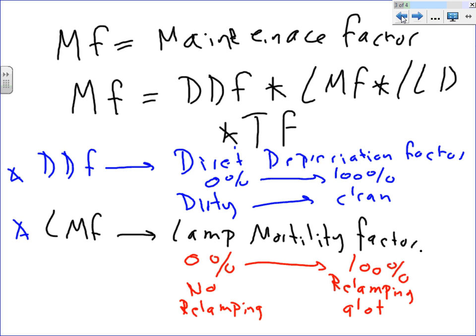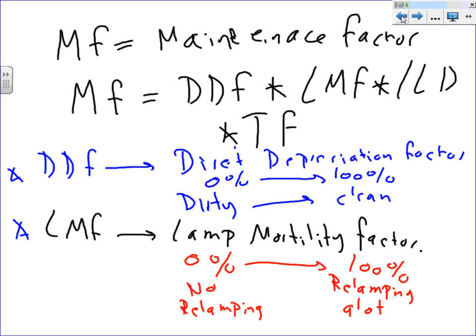Temperature factor, I have to admit, is not too much involved in this calculation. I haven't seen a software that assigns a temperature factor. It's usually common sense. Most of the manufacturers tell you it works from minus 20 all the way to 120 Fahrenheit, or something similar to that. Any question, my friends? Any question about that? So that's where the maintenance factor is.